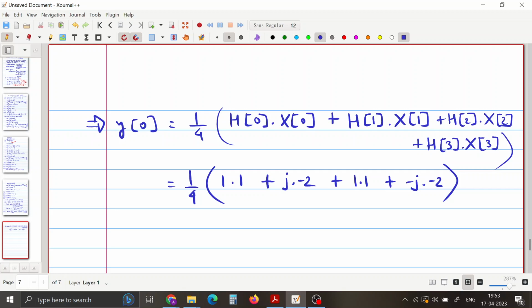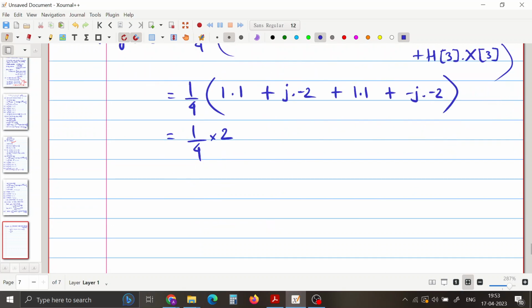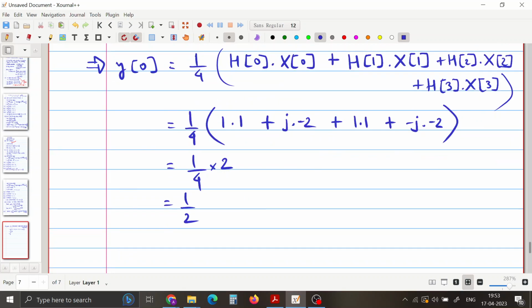Okay, so what do we have? This is 1 minus 2j plus 1 plus 2j. So minus 2j and plus 2j get cancelled and we'll have 1 plus 1. So 2. What are 2 will survive, and so this is the thing.